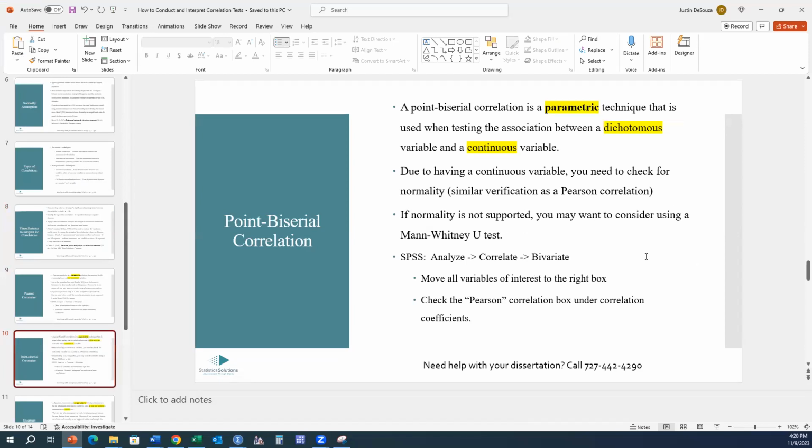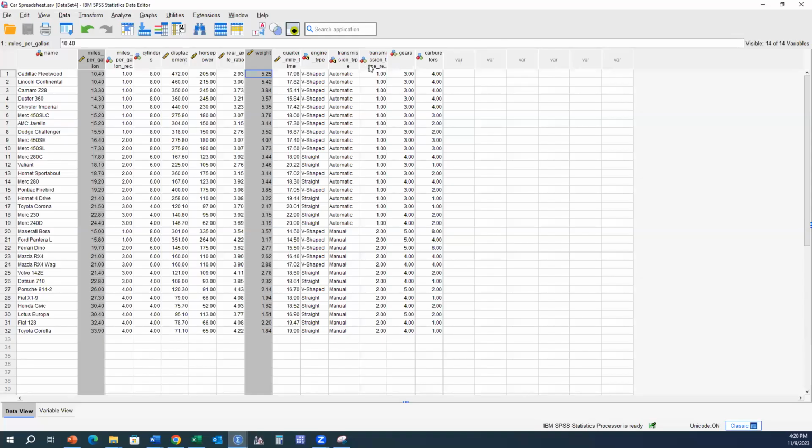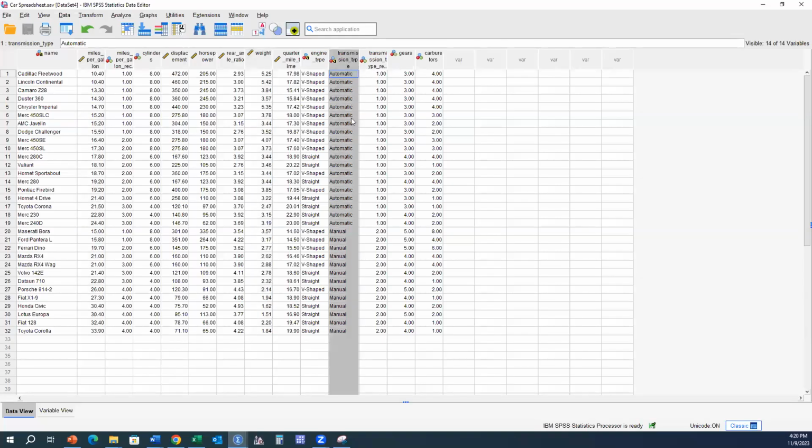Okay, now we can look at a point biserial correlation as an example. So what are the requirements for this? We need to have a dichotomous or a binary factor, and then we need a continuous variable. So I do have a couple binary factors here: transmission type and engine type. We'll use transmission type for the example.